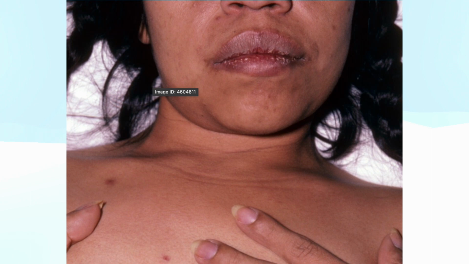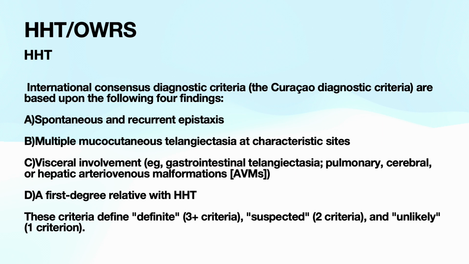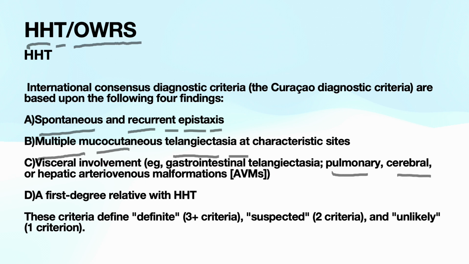This is nothing other than our good old hereditary hemorrhagic telangiectasia, or Osler-Weber-Rendu syndrome. There will be the following findings. First, there will be spontaneous and recurrent epistaxis. You have to answer all these questions, suppose you get this case in the PACES examination. There will be multiple mucocutaneous telangiectasia, and there will definitely be AV malformations in the GI tract, pulmonary arteries, cerebral vessels, and hepatic AVM, and all these things will be there.